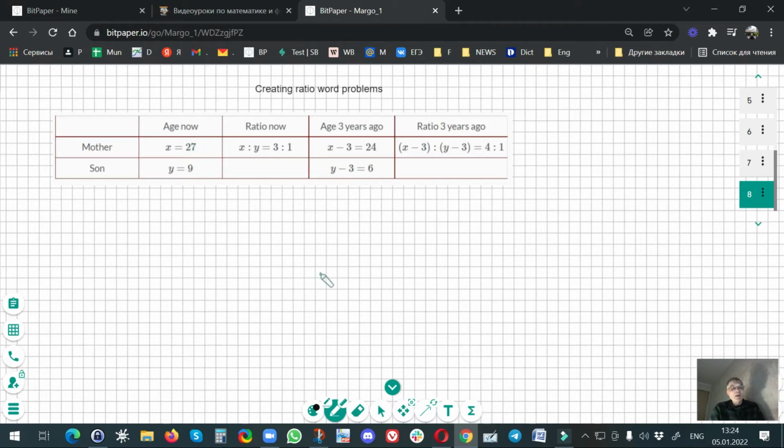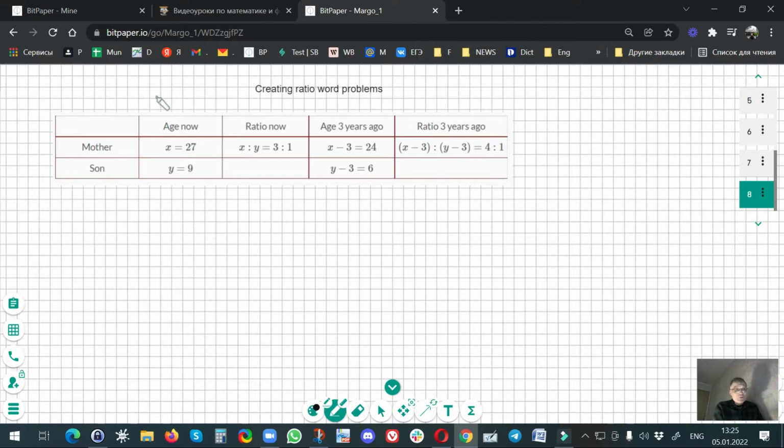Actually 9 divides 27, and so my choice is 27 is mother's age this year, and 9 is the son's age this year. Then I calculate the ratio. It's 27 to 9, which gives me 3 to 1. And then I skip some years ago, for example 3 years ago. My choice was driven by the fact that when I subtract 3 from both 27 and 9, I get nice numbers like 24 and 6, also a very easy ratio.